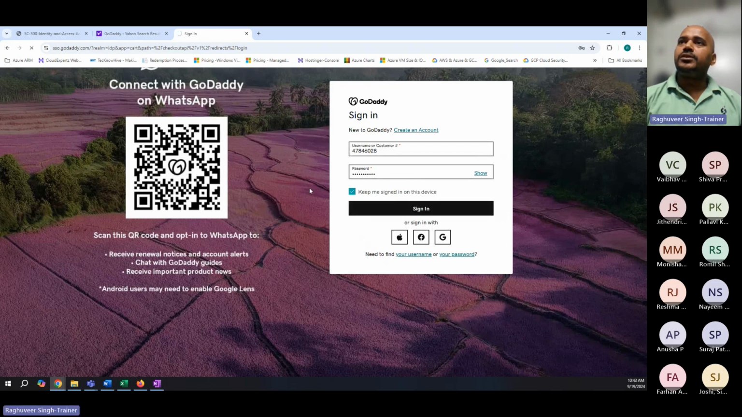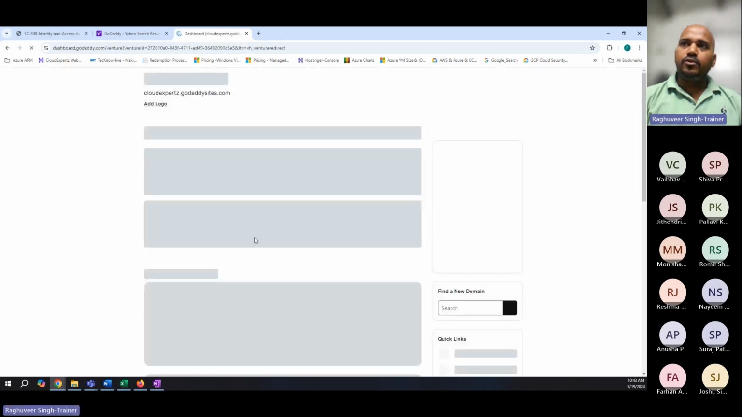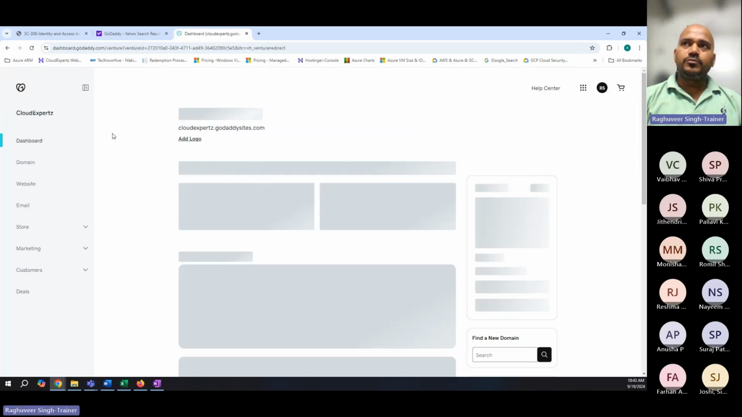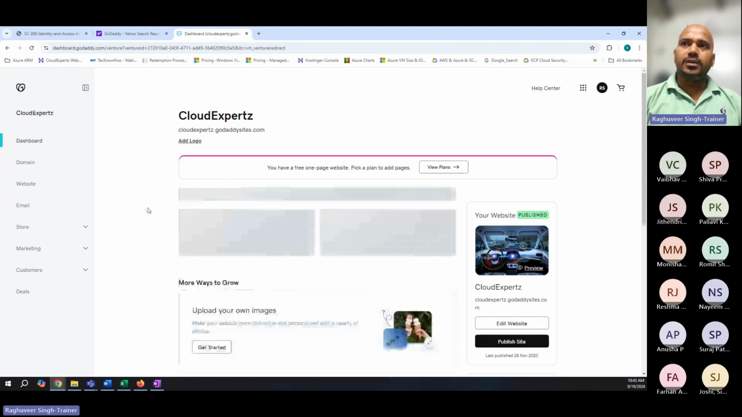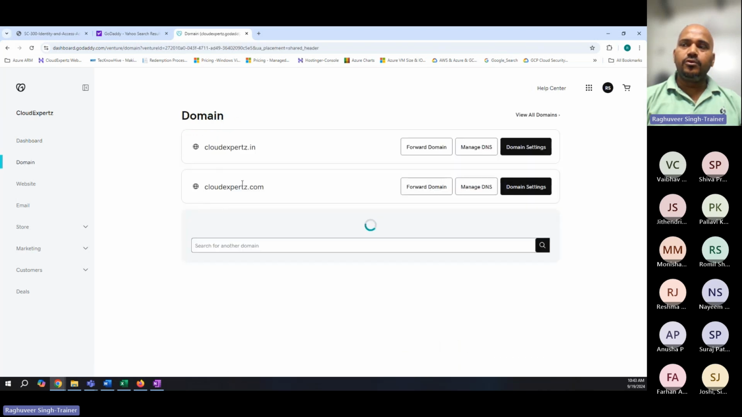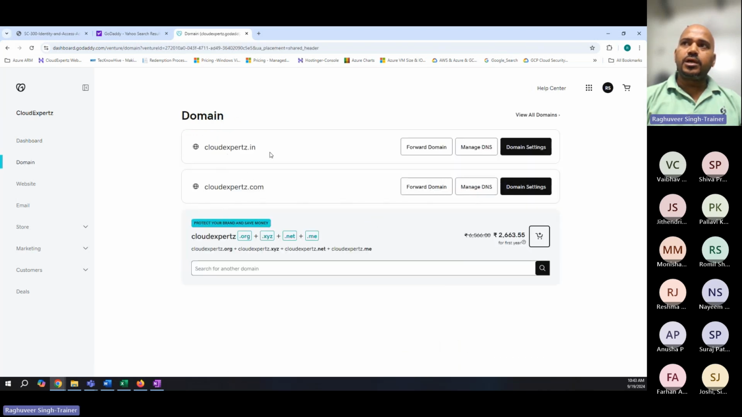So for example, I've purchased this domain from GoDaddy, cloudexpert.in, and I want to add that domain. I will come to this website. Here I will see my domains, the ones that I own. So I have both the domains cloudexpert.in and cloudexpert.com. Let's say I want to add this custom domain to Microsoft Entra.